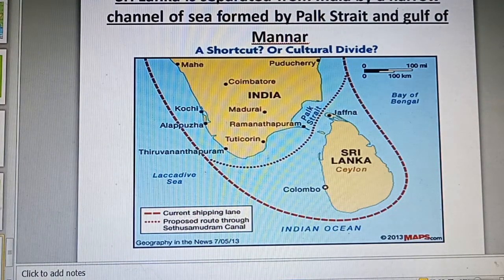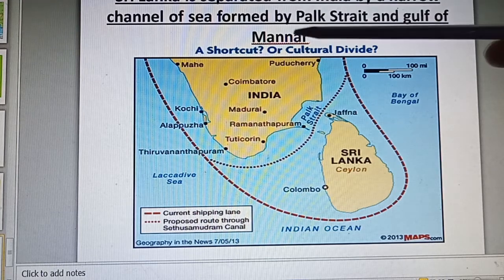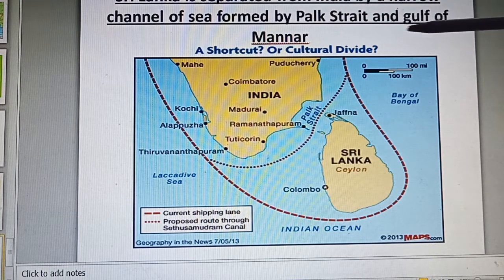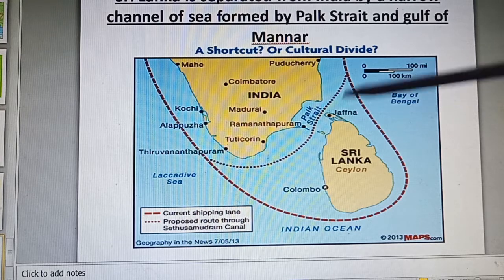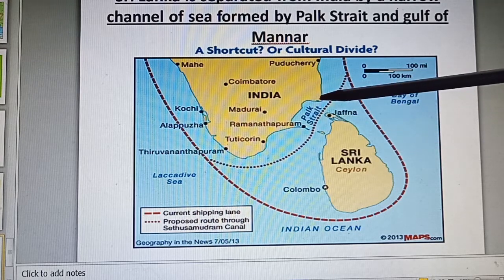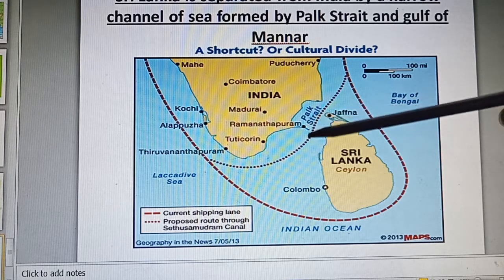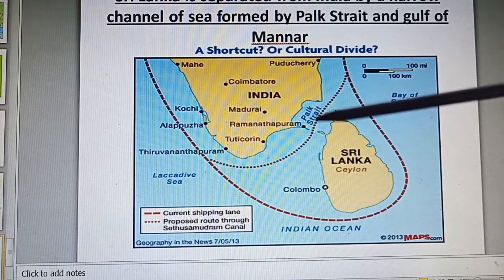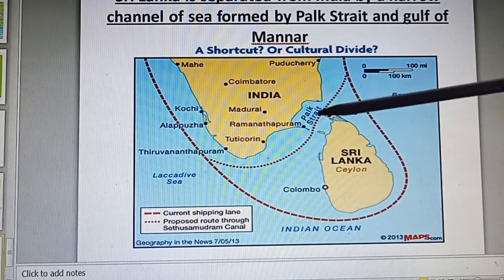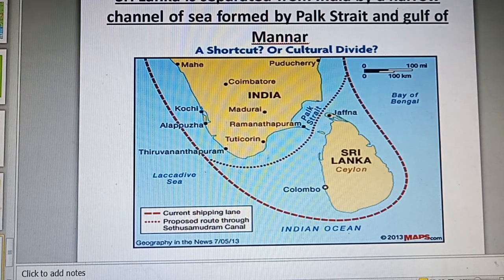Sri Lanka is separated from India by a narrow channel of sea formed by Palk Strait and Gulf of Mannar. You can see here India और Sri Lanka कैसे separate होता है, ये Palk Strait. You can see here this is the Palk Strait. तो इसके कारण जो है इंडिया और श्रीलंका जो है वो आपस में सेपरेट होता है. This is Palk Strait and Gulf of Mannar.